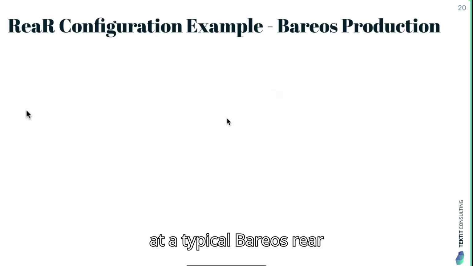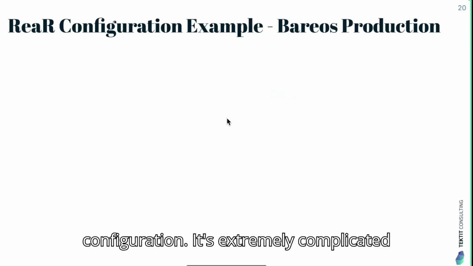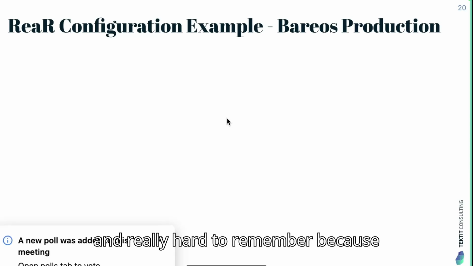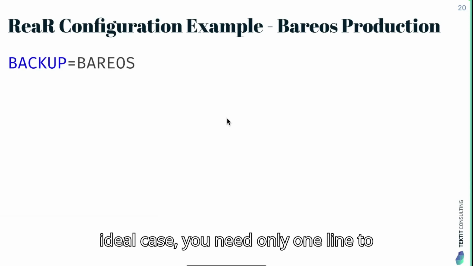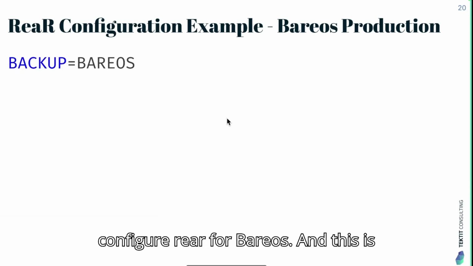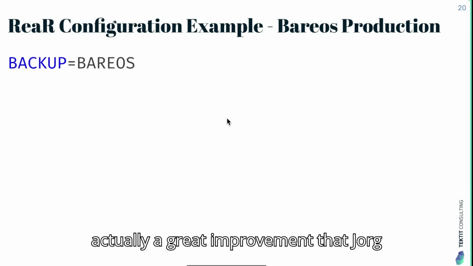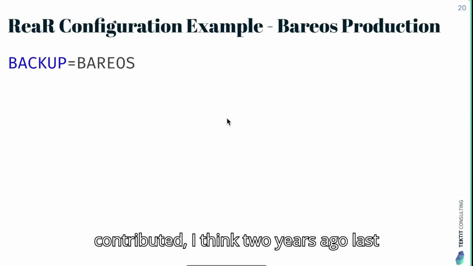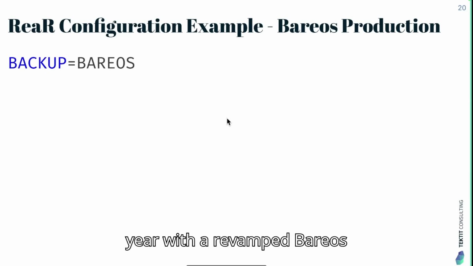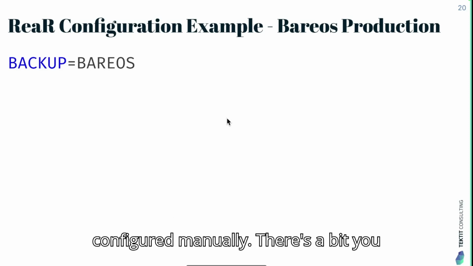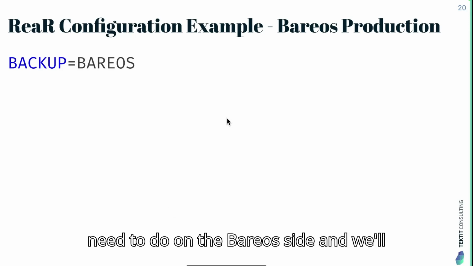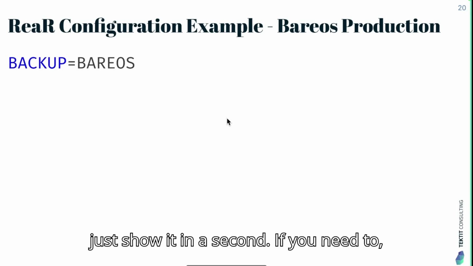Let's look at a typical Bareos ReaR configuration. It's extremely complicated and really hard to remember because that's it, just one line. In the ideal case, you need only one line to configure ReaR for Bareos. And this is actually a great improvement that Jörg contributed, I think, 2 years ago, last year, with a revamped Bareos integration in ReaR, which automates all the things that previously had to be configured manually. There's a bit you need to do on the Bareos side, and we'll just show it in a second.